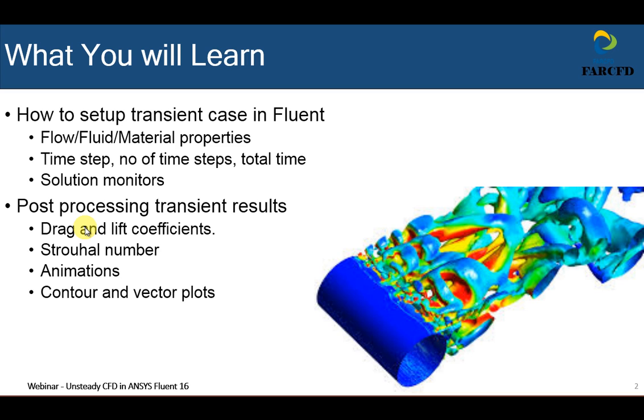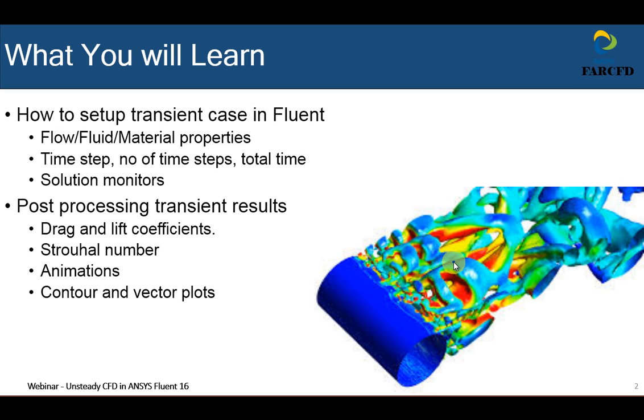Also we will use this data to calculate the Strouhal number using the fast Fourier transform, also known by its famous acronym FFT. You will also learn how to make an animation for transient CFD. In our case we will use this feature to capture the vortex shedding pattern behind the circular cylinder. I will also show you how to make vector and contour plots.